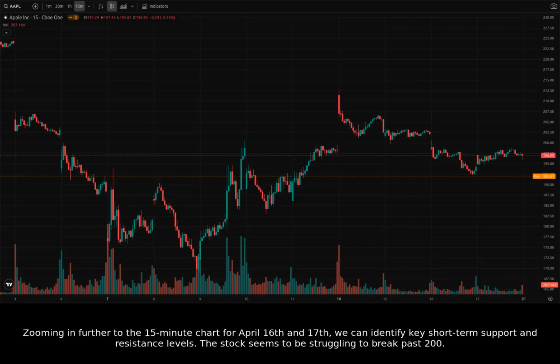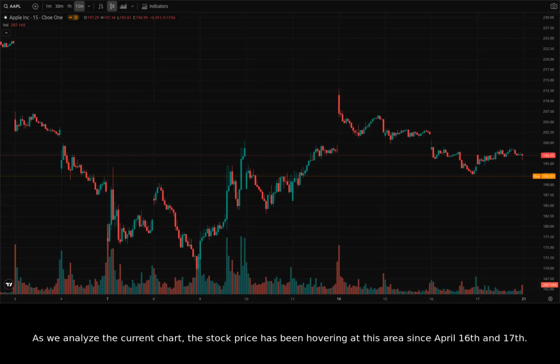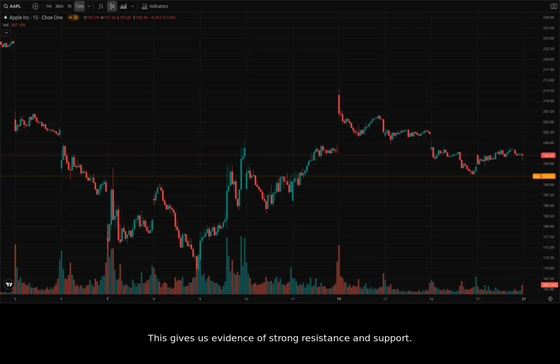Zooming in further to the 15-minute chart for April 16th and 17th, we can identify key short-term support and resistance levels. The stock seems to be struggling to break past $200. We can also see that much of the volume happened around the $197 mark, which seems to provide some stability to the stock price. As we analyze the current chart, the stock price has been hovering at this area since April 16th and 17th. This gives us evidence of strong resistance and support.